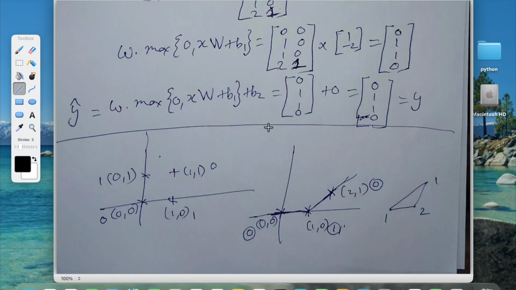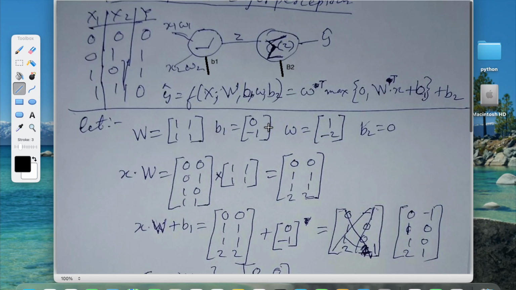So that was regarding how multi-layer artificial neural networks work. We will see backpropagation in the next video.